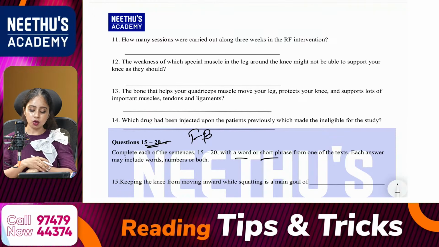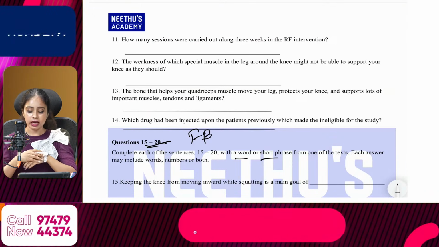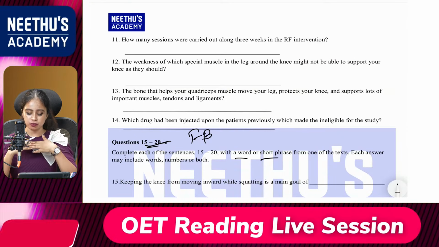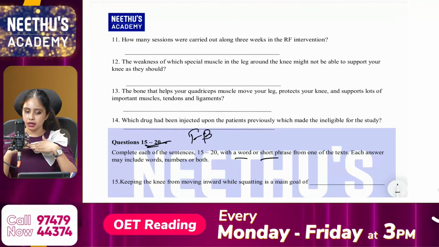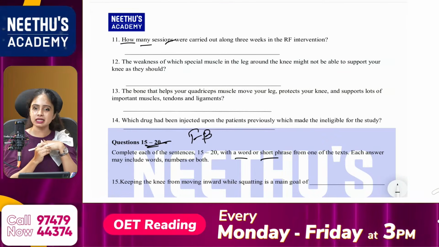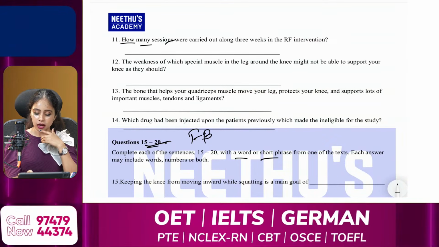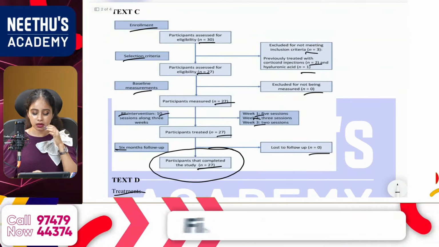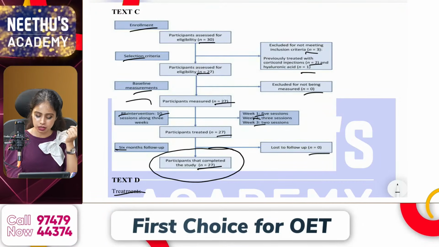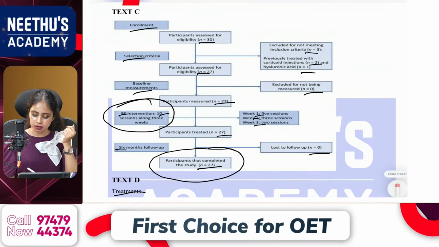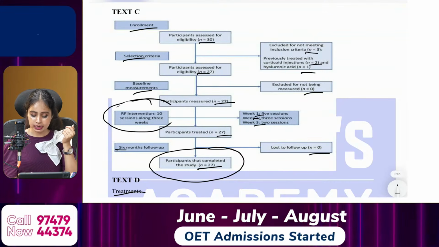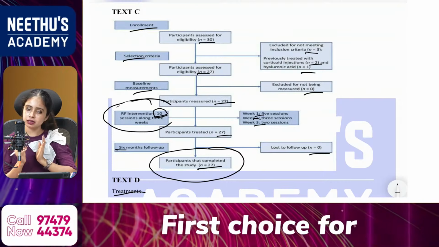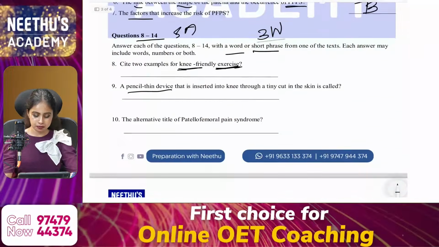11th one: how many sessions were carried out along 3 weeks in the RF intervention? How many sessions? So we need a number. It's all about the RF intervention. As you can see in text C, the RF intervention is mentioned in this box. So how many? The number is 10. So the answer is 10.